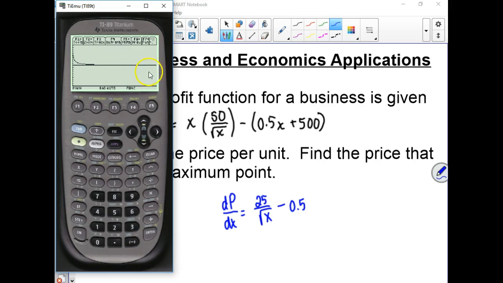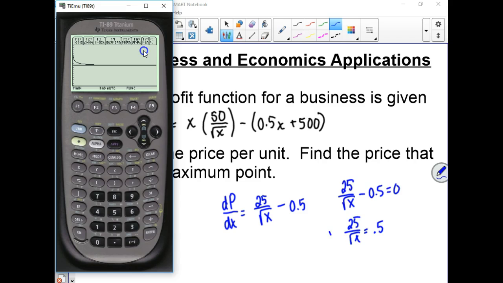And it looks like it just sort of disappears. The other thing we can do here, and this one maybe was not the best one for us, is just go straight to the graph. The other thing we can do here is we've got 25 over the square root of x minus 0.5. We can set that equal to 0. So 25 over the square root of x equals 0.5.